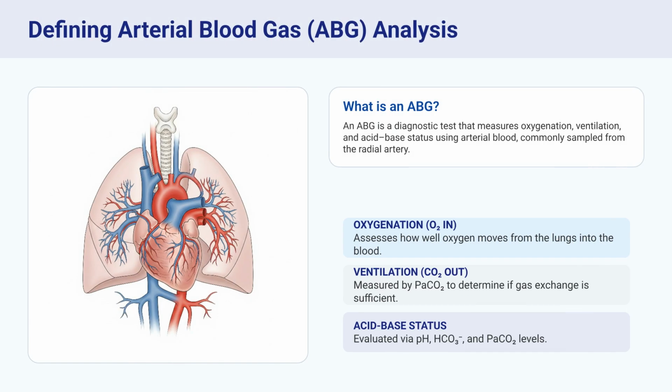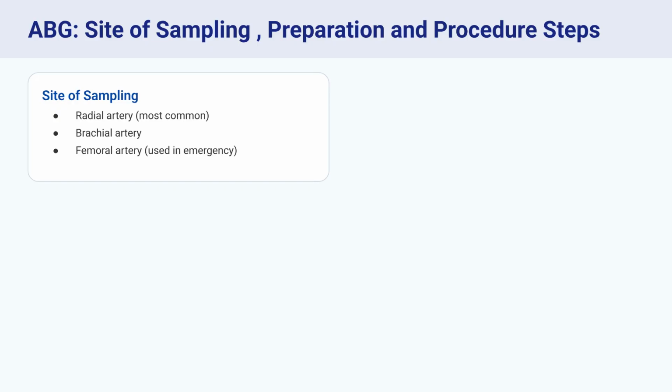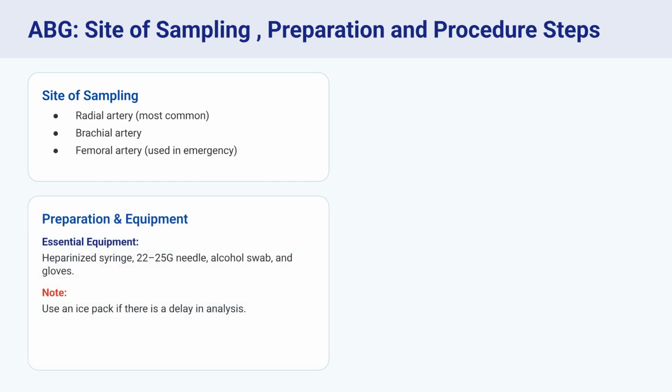An ABG is a diagnostic test that measures three core physiological components: oxygenation, ventilation, and acid-base status. It uses arterial blood, typically sampled from the radial artery. The most common site for sampling is the radial artery. Essential equipment includes a heparinized syringe.